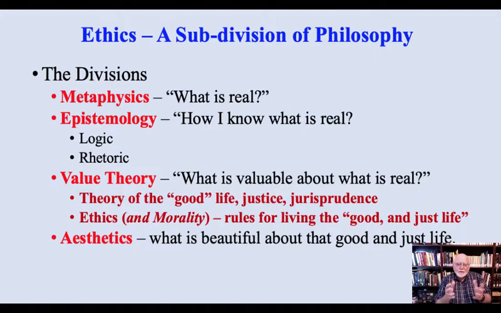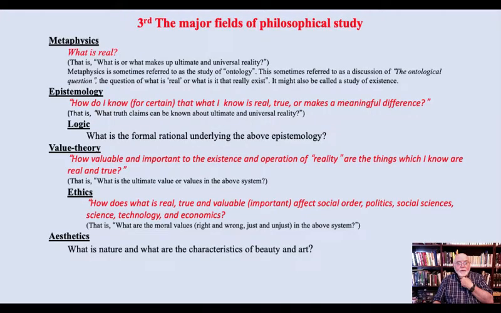And that's a theory of what a good life is, what's justice, what's jurisprudence, how do you make just laws. These are big theoretical conceptual ideas and higher values. And then ethics and morality, closely aligned, are rules for living the good and the just life. They can be personal rules and they can be social rules. So there's personal ethics and public or social ethics. And aesthetics is a study of what is beautiful. A little summary of that again for you here, a little more information on those very important distinctions in philosophy. Leave you to look at those.